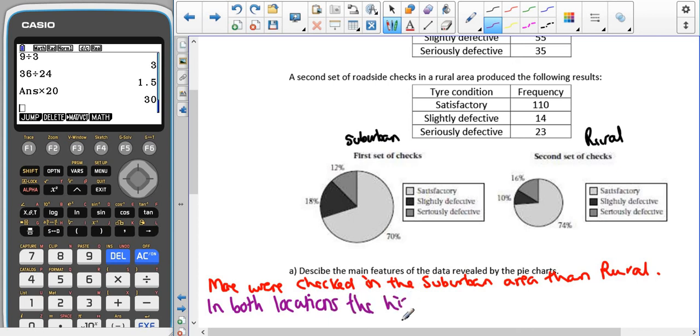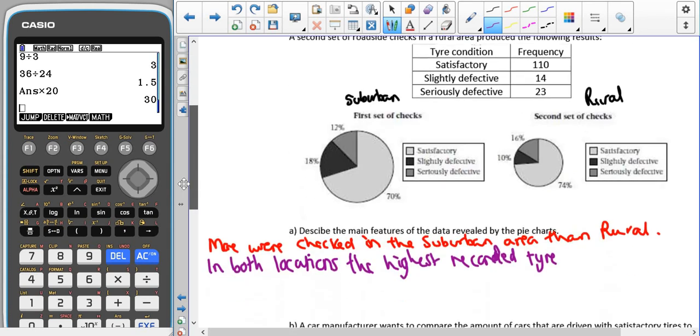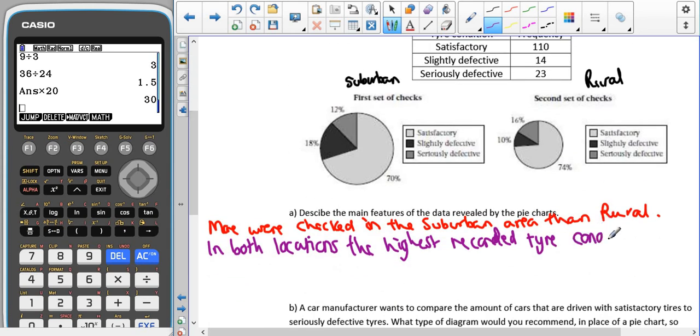the highest recorded tyre condition is satisfactory. We can also see got 16%, 12%, 10%, 18%, that those have swapped round, okay?